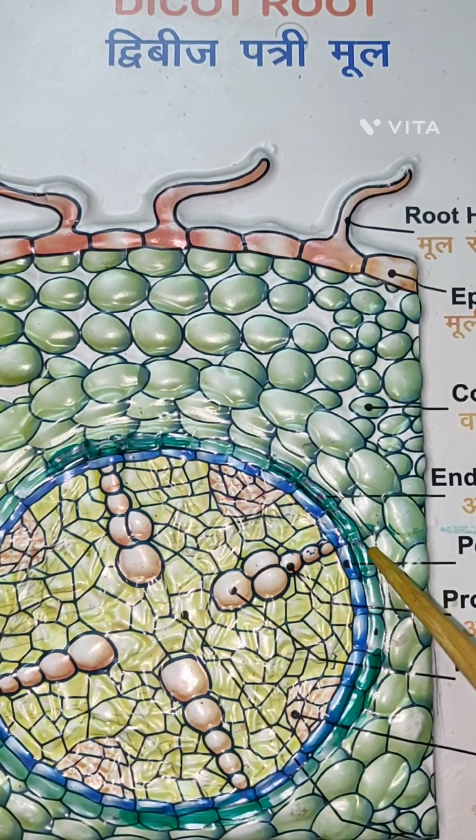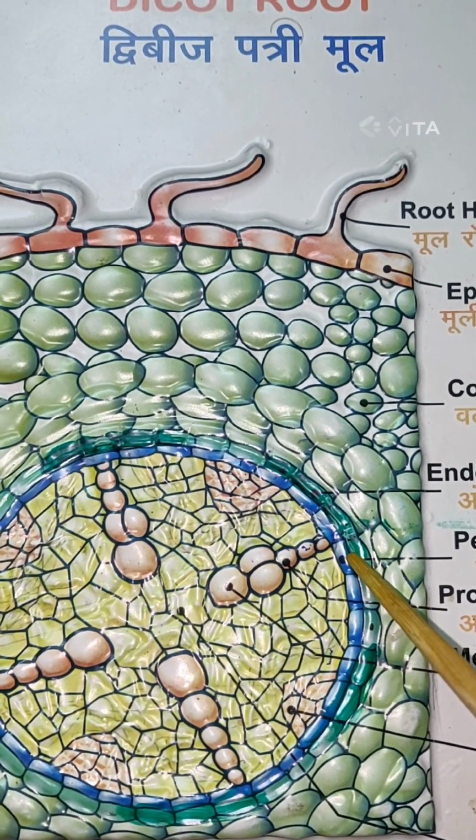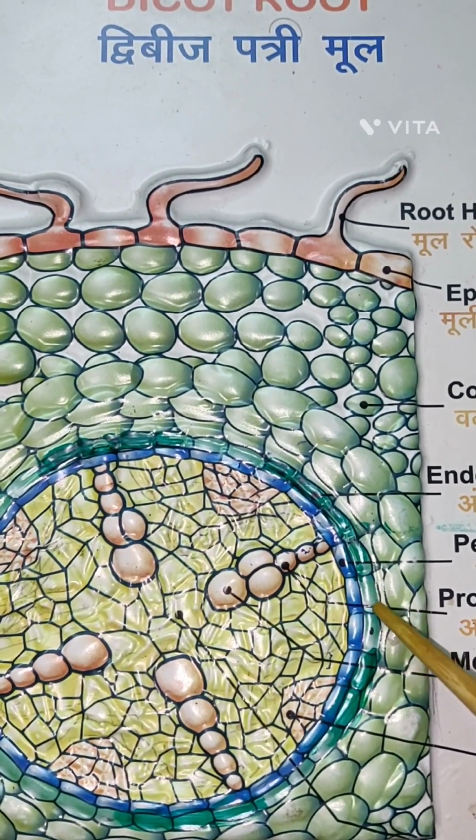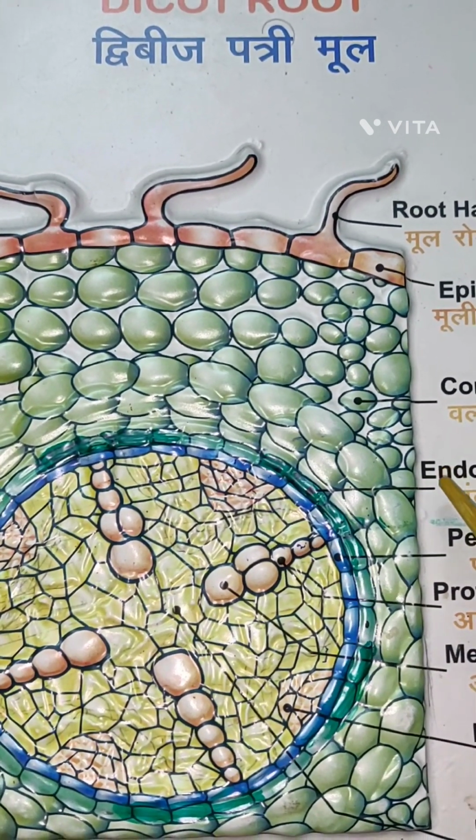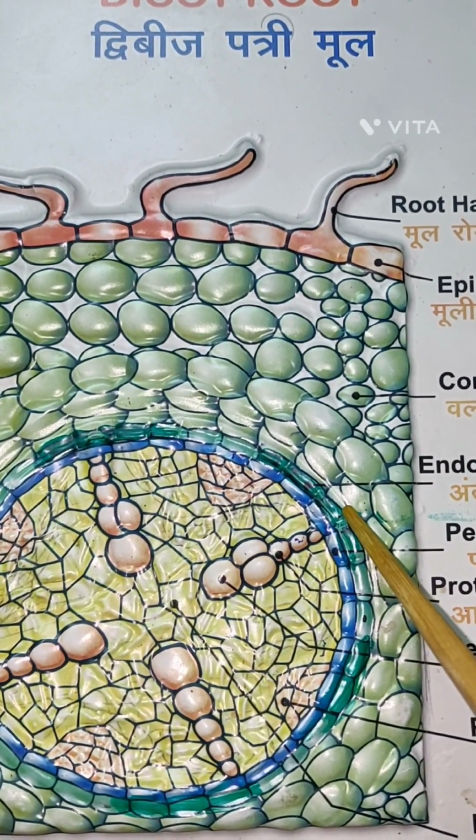So this is a strip. It is discontinuous and it's like a strip. The place where the strip is absent, we find passage cells. So the endodermis of the root has Casparian strips.